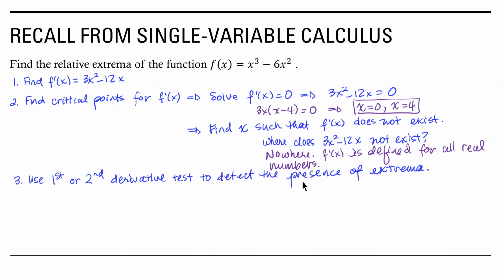Once we had our critical points, we used either the first derivative or the second derivative test to detect the presence of extrema. Just because we had two critical points does not mean we have two extrema. In the case where your function is a polynomial and the second derivative is easily found, I typically use the second derivative test. So in this example, our second derivative, or the derivative of the first derivative, 3x squared minus 12x, is 6x minus 12.